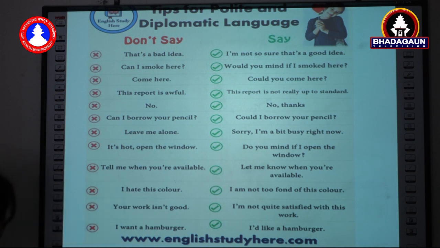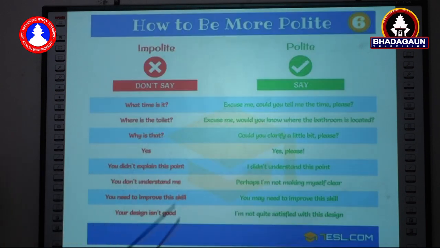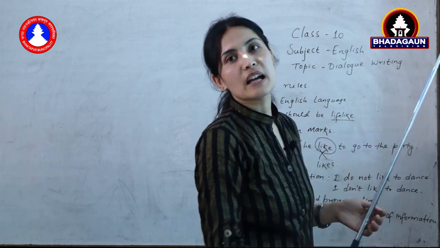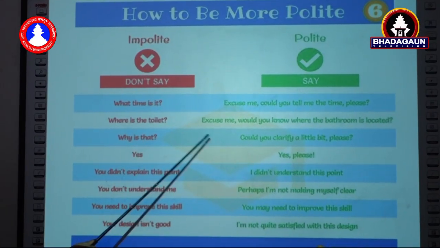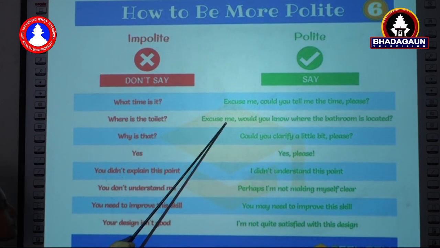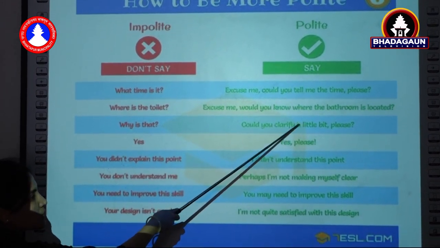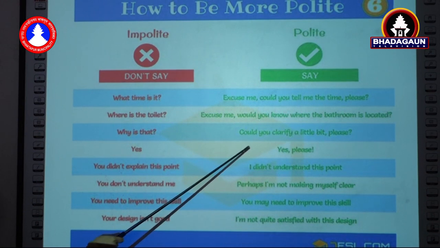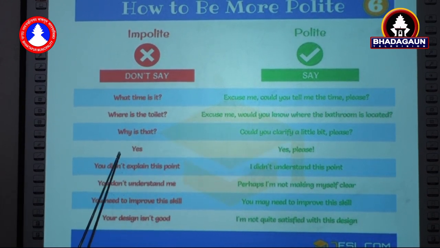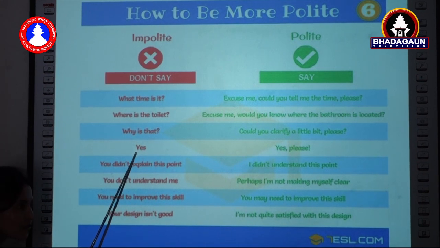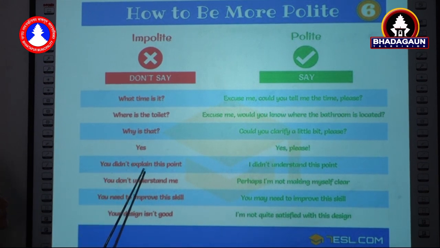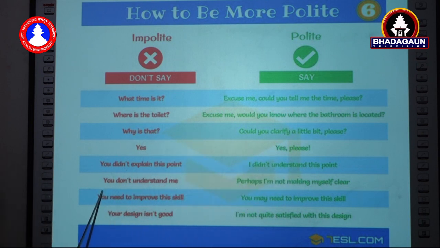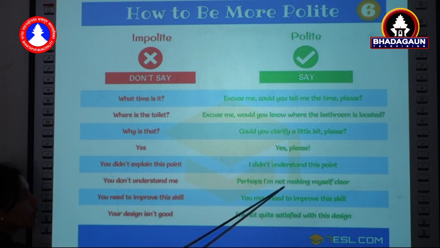Okay, I have another example too. Here is all about how to be more polite. Instead of asking "What time is it?", you can say "Excuse me, could you tell me the time, please?" Instead of "Where is the toilet?", say "Excuse me, would you know where the bathroom is located?" Instead of saying "Why is that?" rudely, go with "Could you clarify a little bit, please?" Instead of "yes", say "Yes, please." Instead of "You didn't explain this point", say "I didn't understand this point." Instead of "You don't understand me", say "Perhaps I'm not making myself clear."